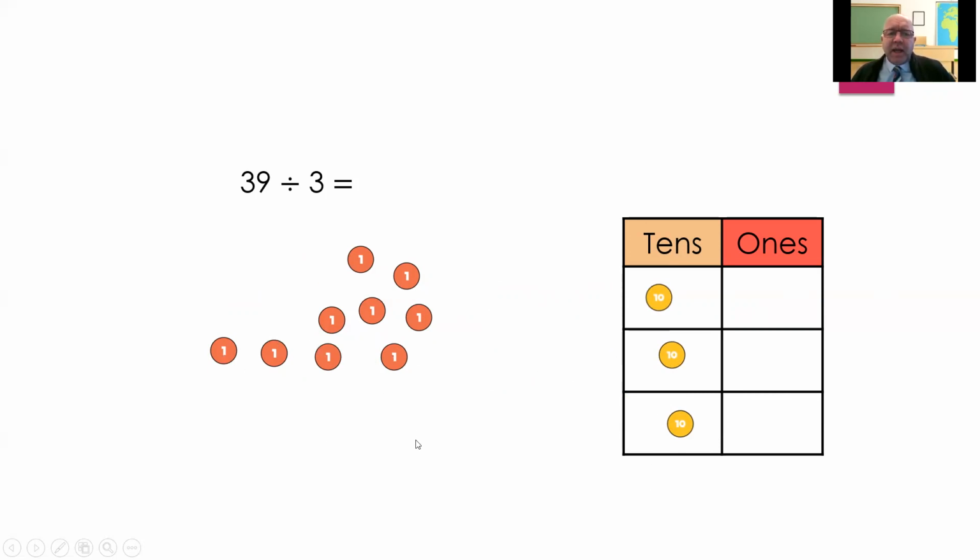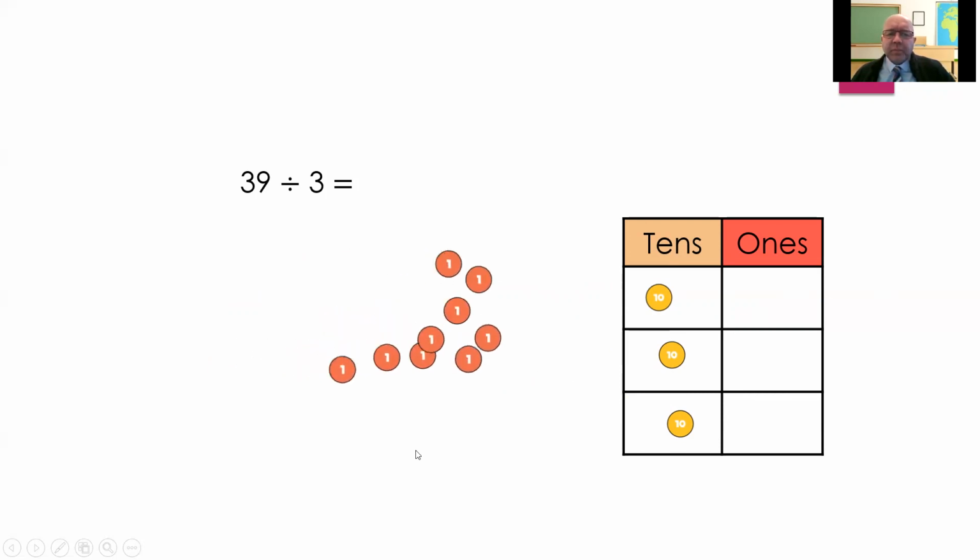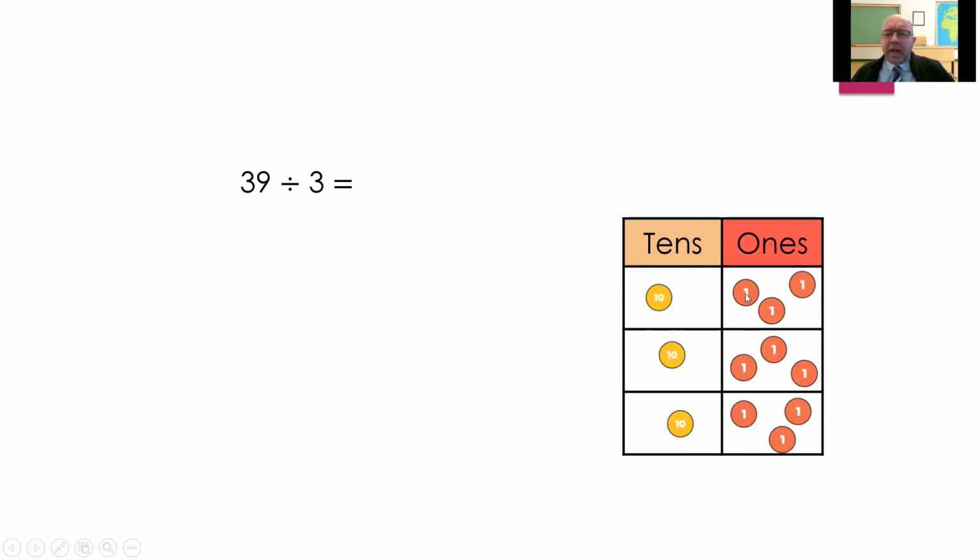Now we've got our 9 1s. Can you imagine where they're going to go? Well, there we go. And again, we can put 3 in each one. We have split them equally. So now each row has got a 10 and 3 1s. Each row has got 13. So 39 divided by 3 is 13.